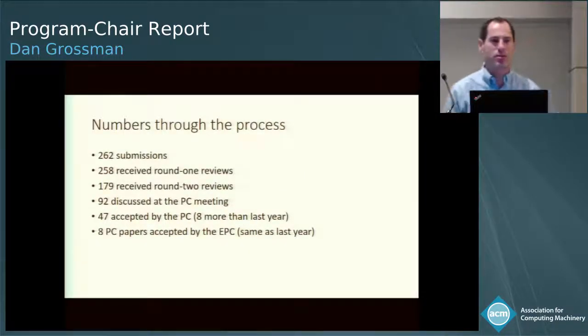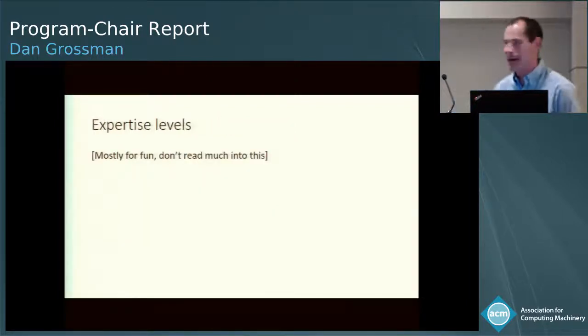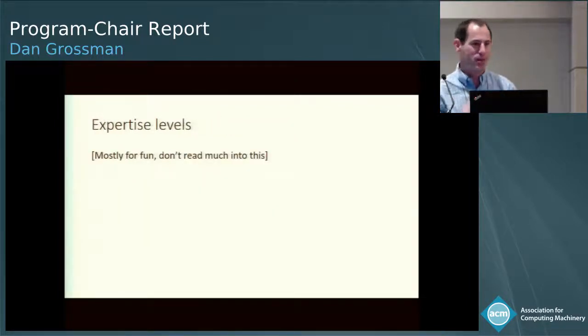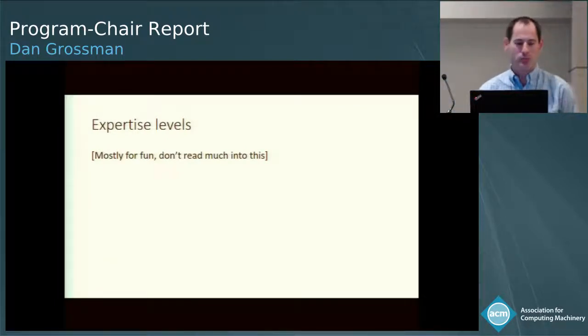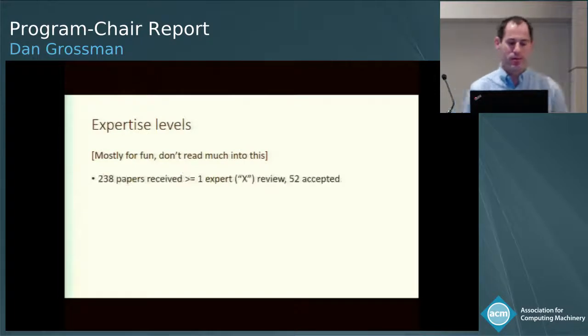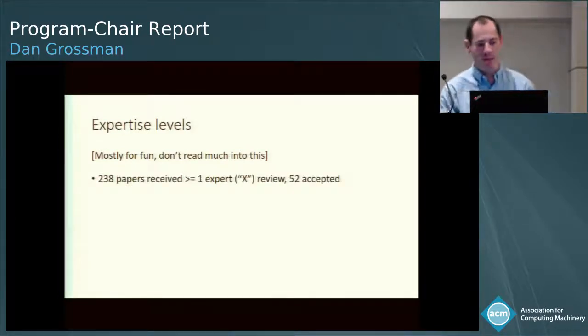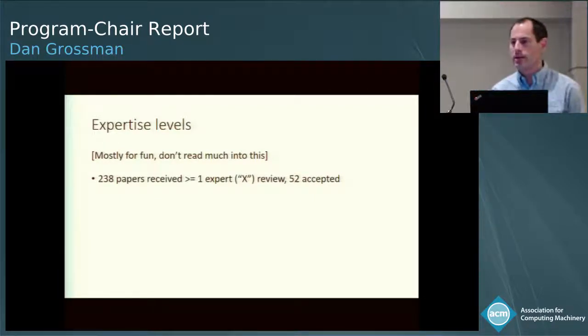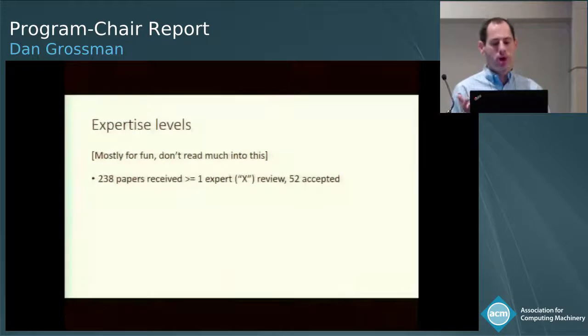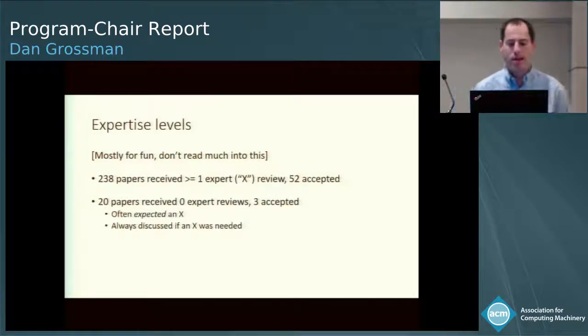Every PC chair chooses something to geek out on, mostly for the fun of it. So here's what I did: acceptance by number of expert reviews. Of the 258 papers that received reviews, 238 had a reviewer who indicated "I have published a paper in this area." So that's all but 20. And of course, since that's almost all of them, that's almost all of your acceptances. Of the 20 remaining, that's where your other 3 acceptances come from, right?